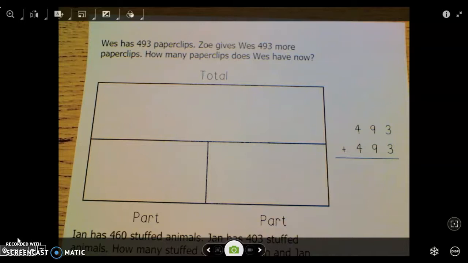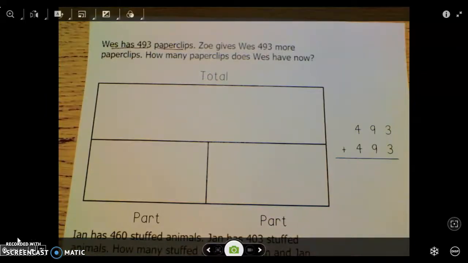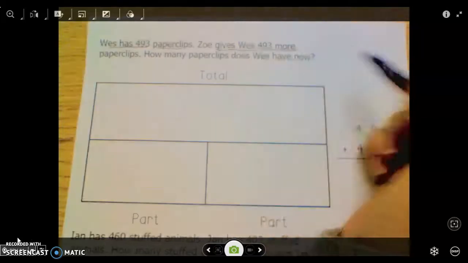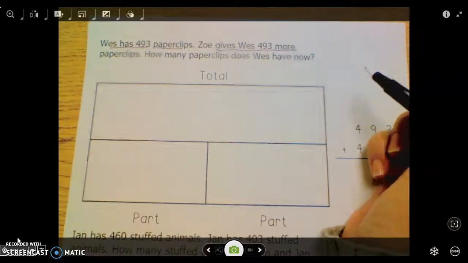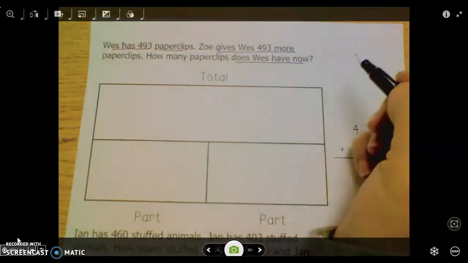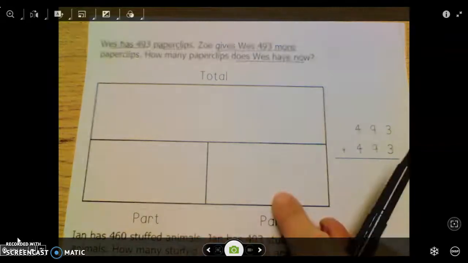Next, I'm going to look at what do I know. I know that Wes has 493 paper clips. I then know that Zoe gives Wes 493 more. Here's my question. How many paper clips does Wes have now? Okay. I don't know the total, but I know both of the parts.